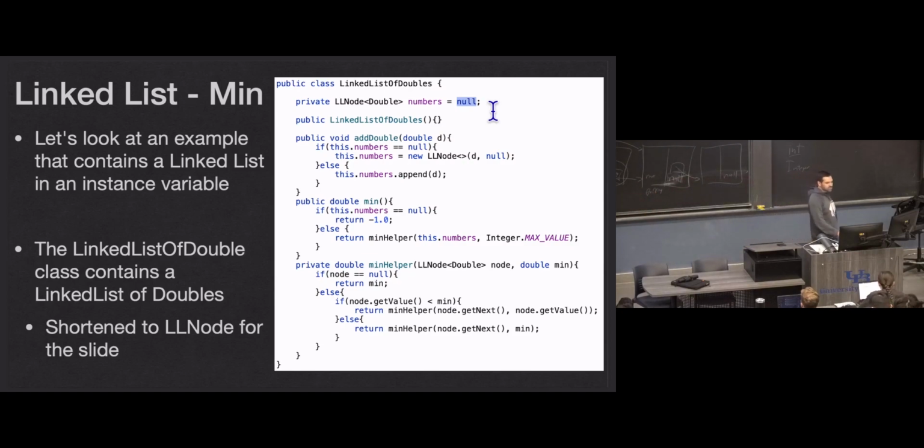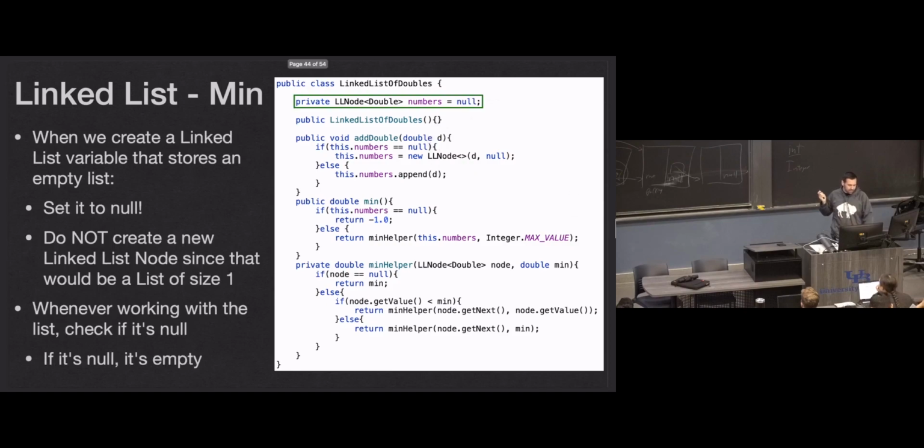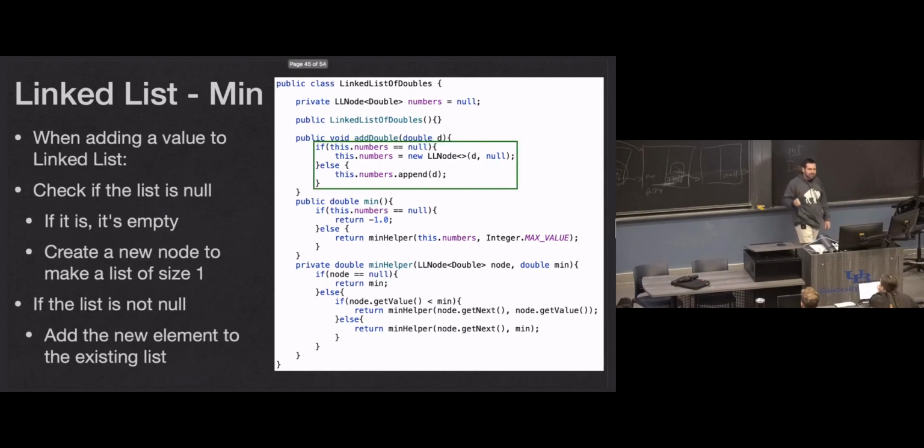An empty linked list is just straight up null. This is an empty linked list. We're initializing this to an empty linked list. And then when we want to add, I'm getting ahead of my slides here. We want to add to this linked list, the first thing we're going to do is check if it's null. If it's null, we're going to create a new linked list node to be the head of the linked list. If it's not null, then we know that numbers stores an object of type linked list node, and we can call the append method that we just wrote to append to that linked list.